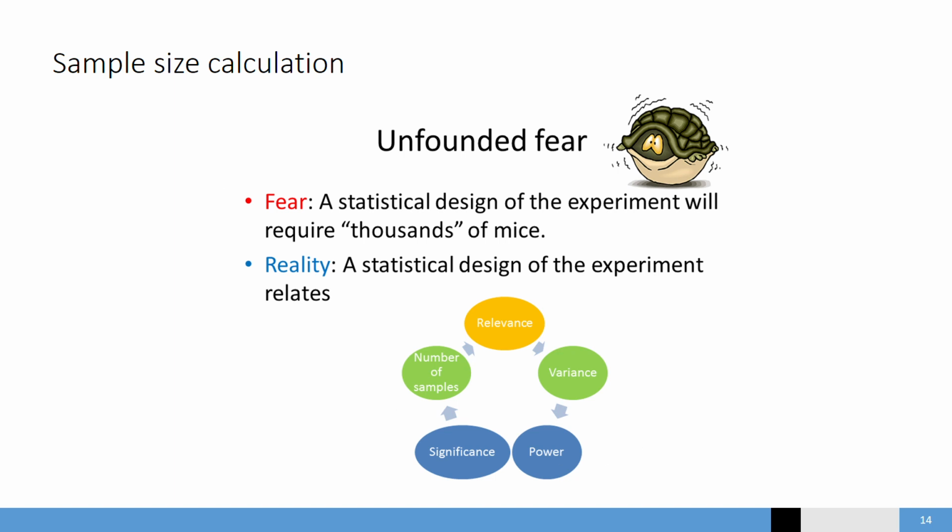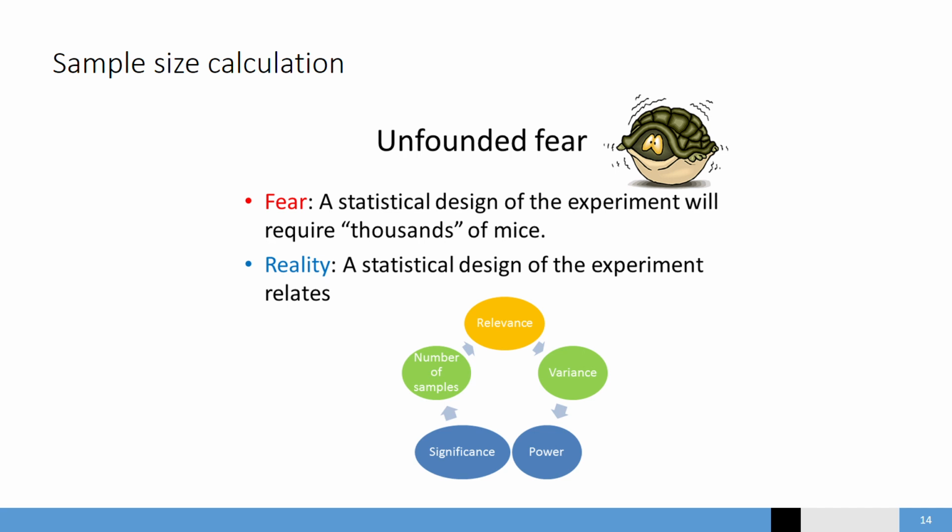So let's continue with the sample size calculation. There is an unfounded fear among researchers that if you try to calculate how many animals you need for your experiment, statistics will tell you that you need thousands of mice. This is not reality. The reality is that there are five variables that we will call number of samples, relevance or effect size, the variance, and statistical significance and statistical power that are related. If you fix four of them, the last one can be calculated.